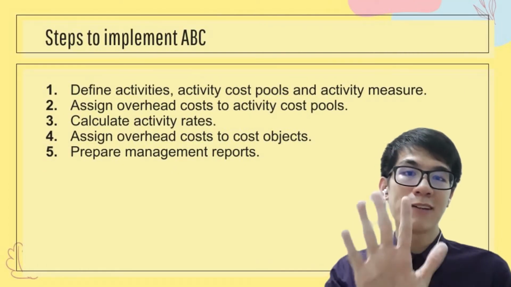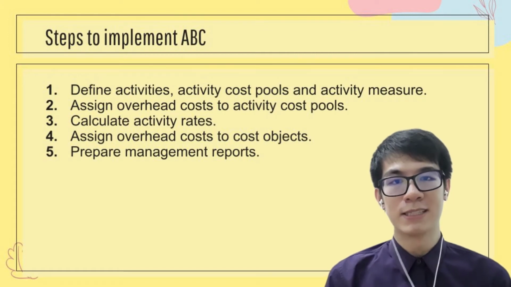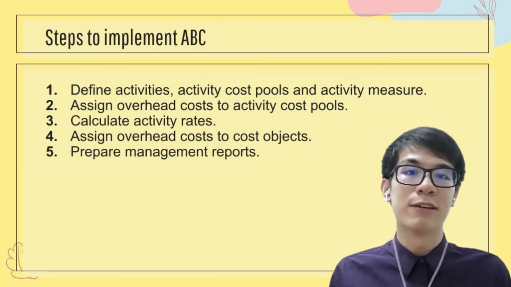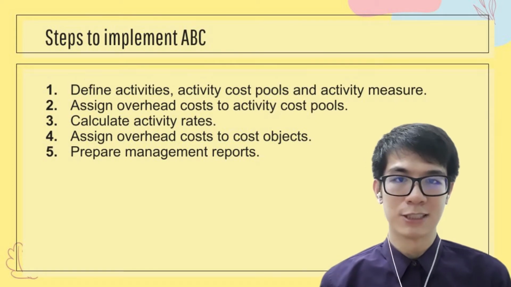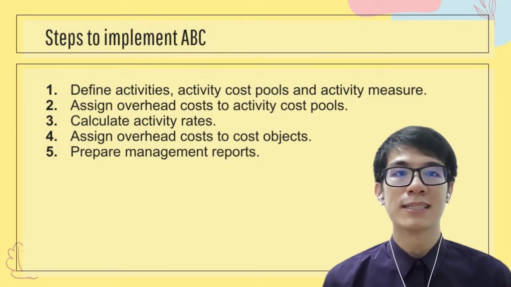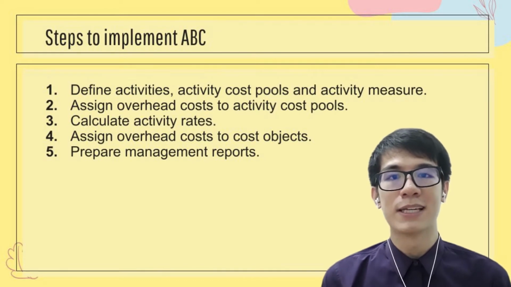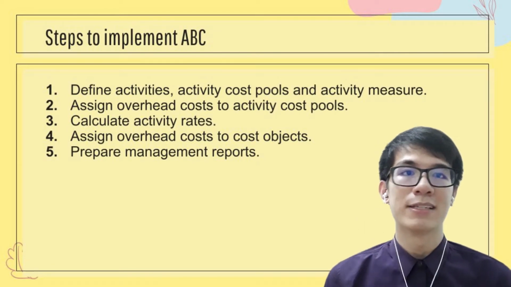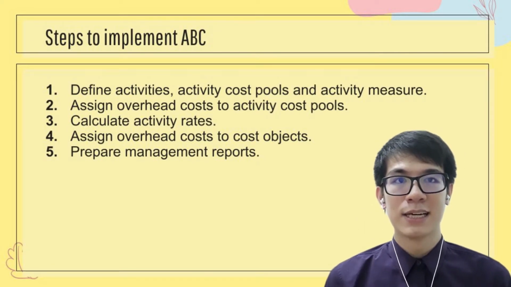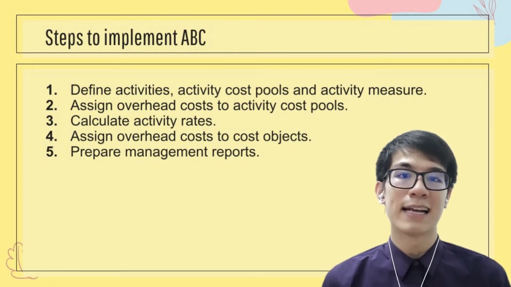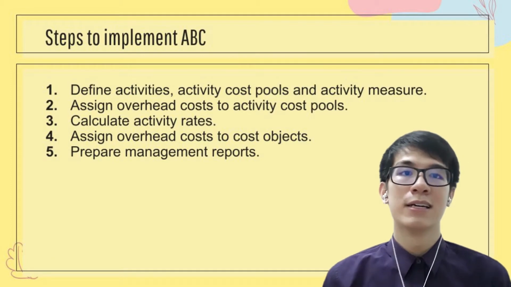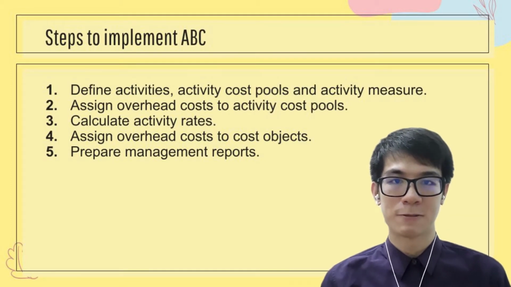So there are 5 steps in implementing ABC. The first step is to define the activities, the activity cost pool and the activity measure. The second step is to assign overhead costs to the activity cost pool. The third step is to calculate the activity rates. The fourth step is to assign overhead costs to cost objects. And the last, which is the fifth step, is to prepare management reports.